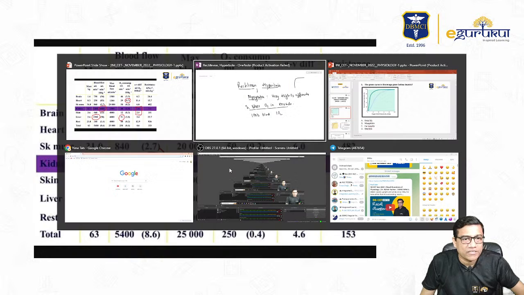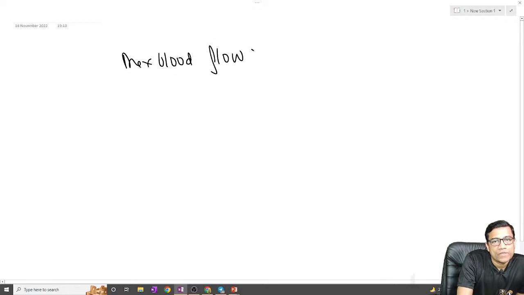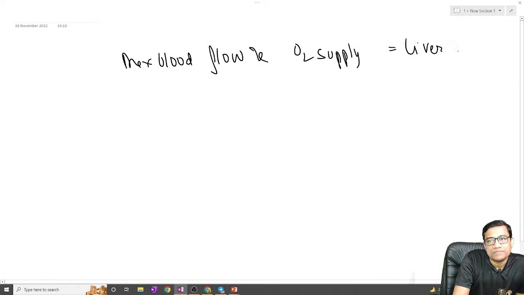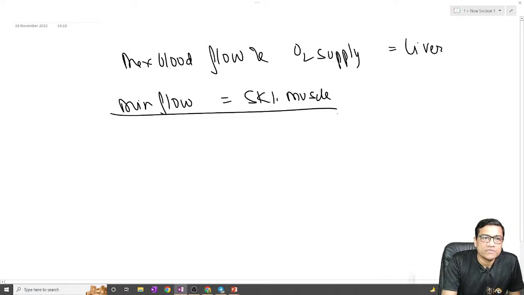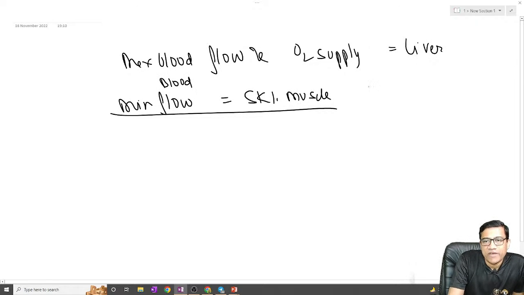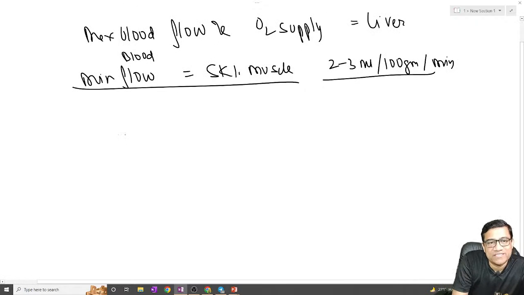So let me just revise and summarize for you. So first question, write down. So what is the concept? Maximum blood flow and oxygen supply is liver. Then minimum flow is skeletal muscle. MCQ. So again, exam question: minimum blood flow is skeletal muscle. They are very low, 2 to 3 ml per 100 gram per minute. It is the minimum.